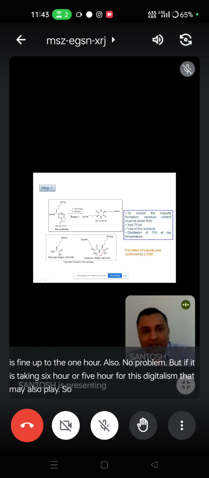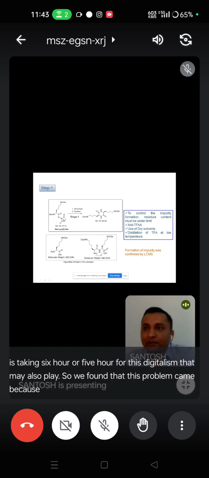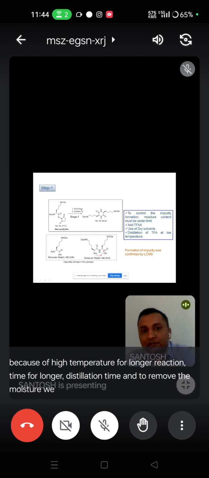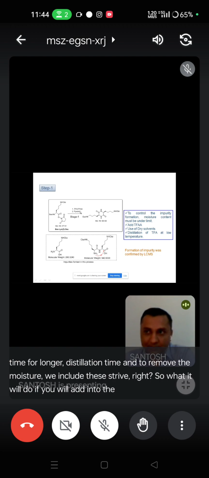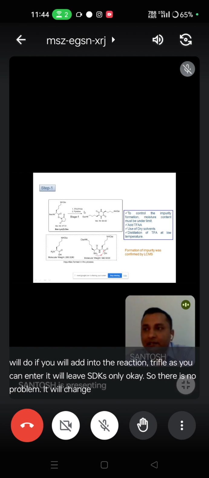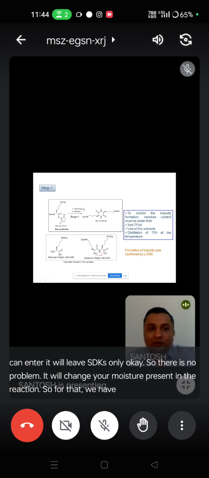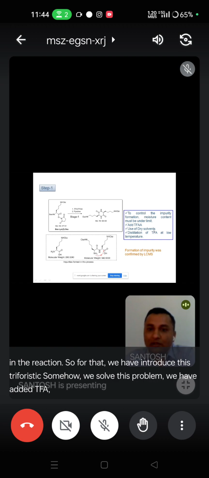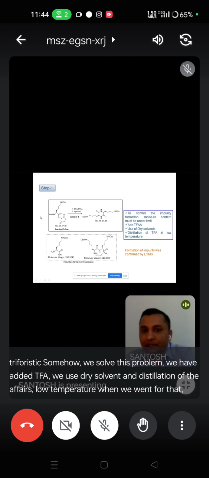So we found that this problem comes because of high temperature and a longer distillation time. To remove the moisture, we introduced trifluoroacetic anhydride. If you add trifluoroacetic anhydride into the reaction, it will turn into trifluoroacetic acid only, so there is no problem. It will quench the moisture present in the reaction. Somehow we solved this problem. We added the anhydride, used dry solvent, and distilled the TFA at low temperature. When we did that, we got very good yield.